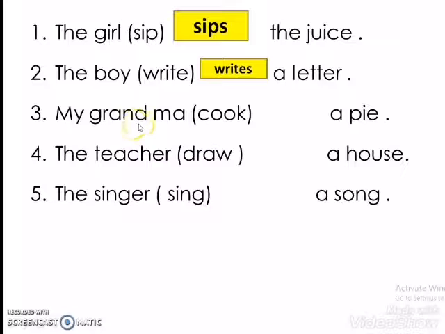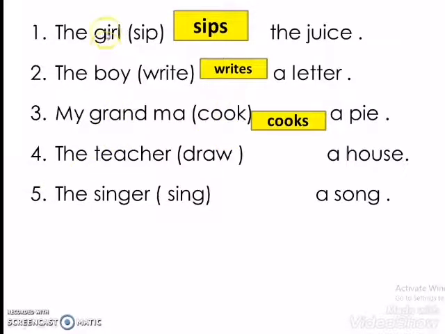Number 3. My grandma cook a pie. Where is the action verb in this sentence? Grandma or cook? No, the action verb is cook. What do I have before the action verb? I have grandma. Grandma is a singular noun. So what should I add for the action verb cook? It becomes cooks. My grandma cooks a pie. I add the letter S for the action verb cook.